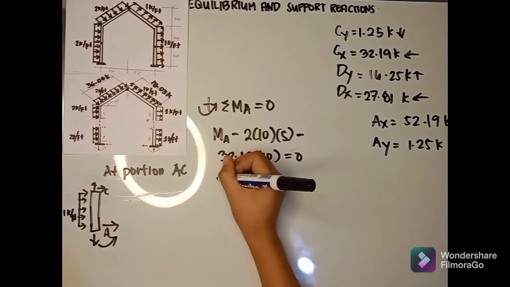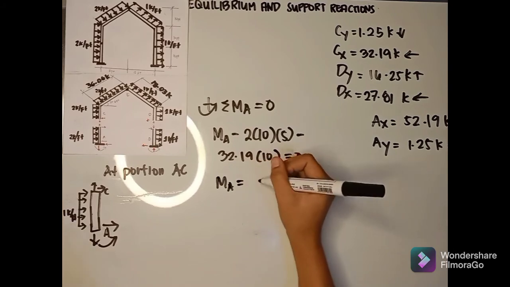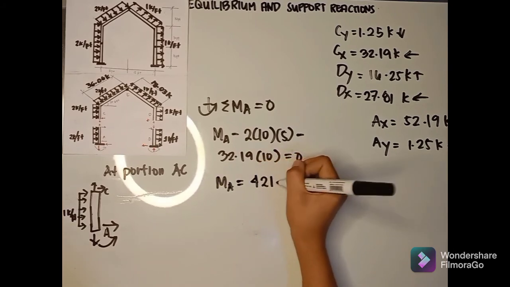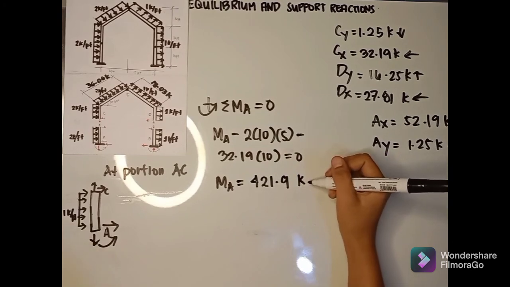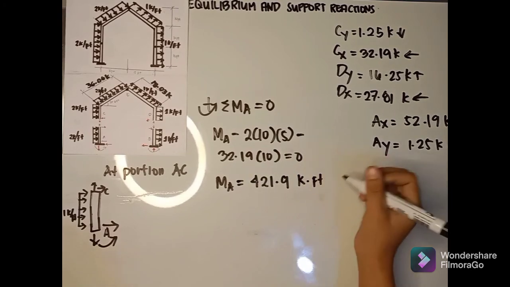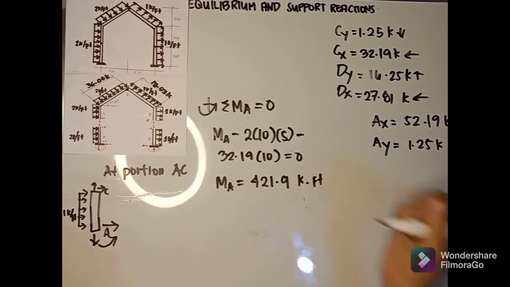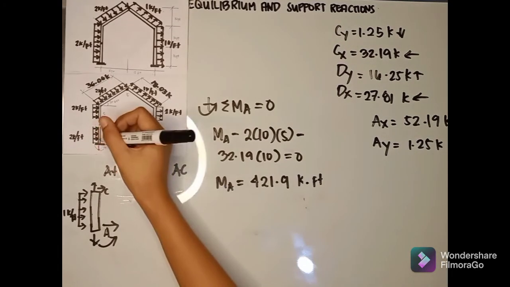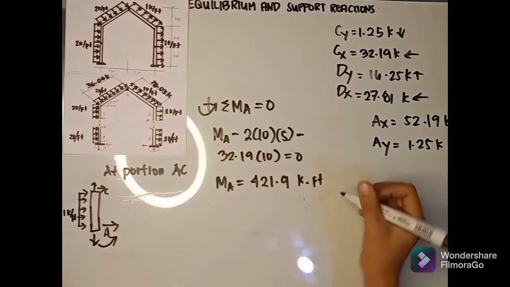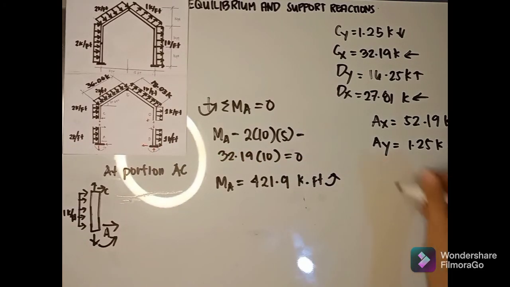So, solving for moment at A is equals to 421.9 kips per feet. Sorry. Kips per feet. At saka yung assumption is counterclockwise siya. So, tama yung ating assumption.